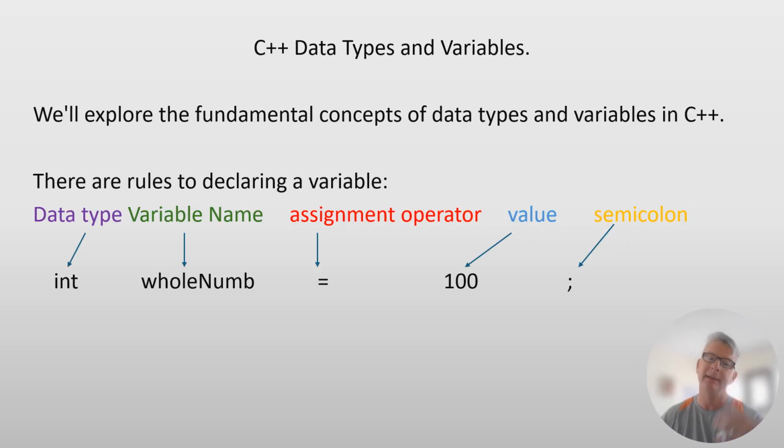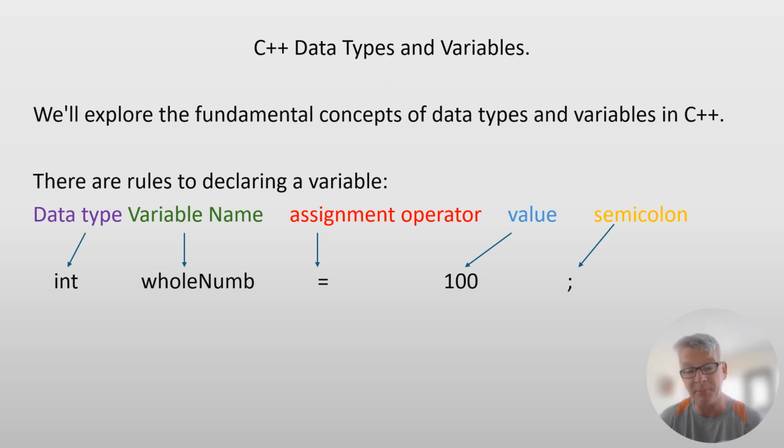All right. We'll explore the fundamental concepts of data types and variables in C++. And there's also rules to declaring a variable. We'll talk about this almost every single slide. This is our declaration of a variable, and this is an initialized variable that's going to get assigned a value. When you assign a variable in C++, you have to tell it what data type it is. So you have to say, what's your data type first? This is an integer. We'll talk about that next. You give it a name.